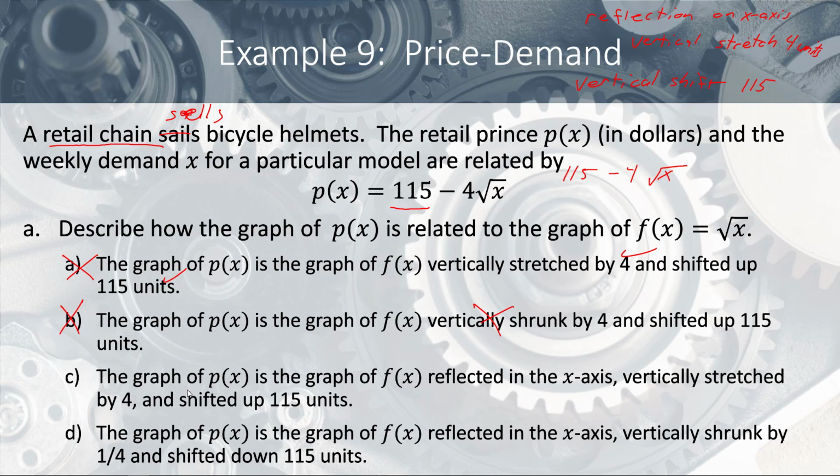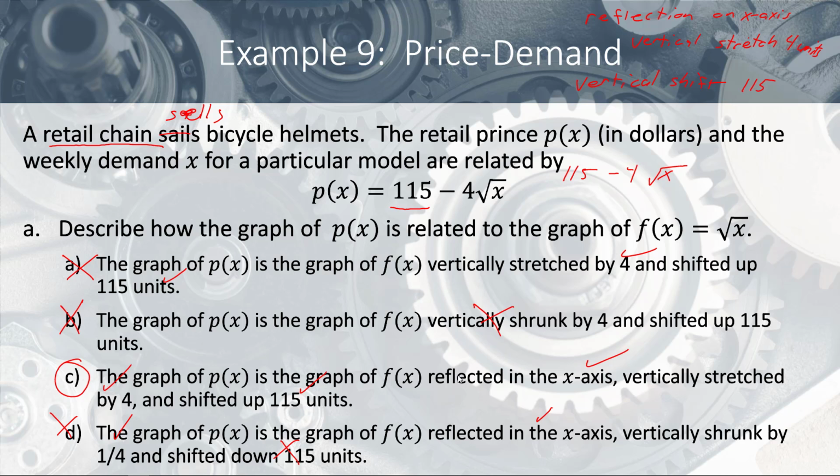Now for C, we have that the graph of p of x is the graph of f of x, which is vertically reflected in the x-axis. Awesome. Vertically stretched by 4, yes, and shifted up by 115. So this right here would be the correct answer. And then finally, D: the graph of p of x is the graph of f of x, which is reflected in the x-axis, which is true, is vertically shrunk by 1/4, which is a kind of crazy way of saying that it's vertically stretched by 4. That's kind of weird, but it is accurate. But it is not shifted down by 115, so this one can't be it either. Okay, so that takes care of part A.